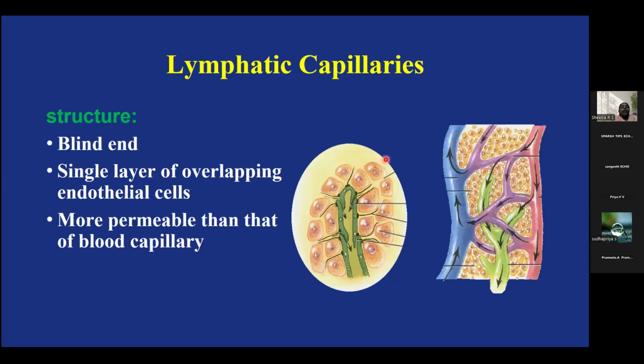What are lymphatic capillaries? What is the structure of the lymphatic capillaries? It has a blind end and a single layer of overlapping endothelial cells, and is more permeable than blood capillaries. So bigger molecules can also be absorbed by the lymphatic capillaries. It has a blind end, and that is why it has overlapping endothelial cells. Wherever the lymphatic fluids originate, the fluid will be absorbed with the help of the lymphatic capillaries.